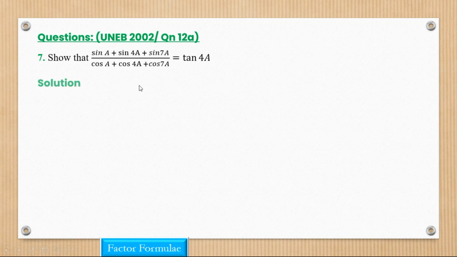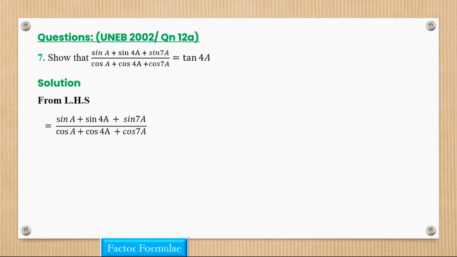Alright, question number 7 is from UNEB 2002 and it was question number 12a. We're being asked to show that this becomes that. This is an example of a factor formula proof, an identity that requires us to use the factor formula. In this case, we also have to be wise concerning what values we combine together. It would be wise to combine the sine a with the sine 7a to give us a value of 8a over 2, which will have a 4a somewhere, which will easily work with that. So it would be wise to combine and rearrange that.